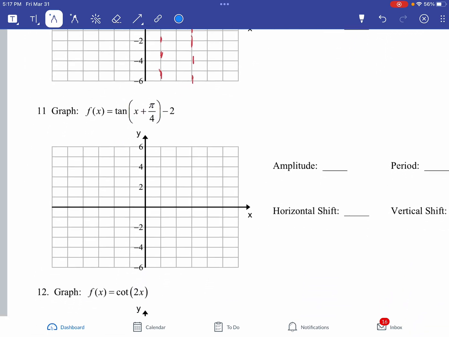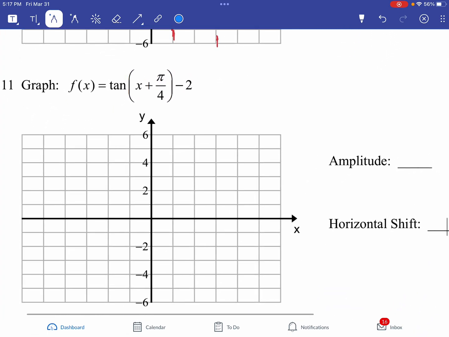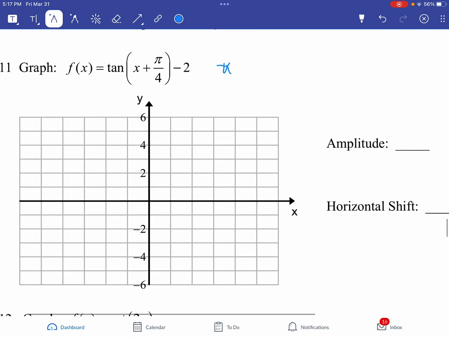Next, tangent. All right, we're back to periods that are just pi long. Since nothing's being multiplied or divided by x, it means this period's still going to be pi. Now, because we are cutting it in half by the y-axis, it's going to be pi over 2, pi over 4, negative pi over 4, and negative pi over 2.